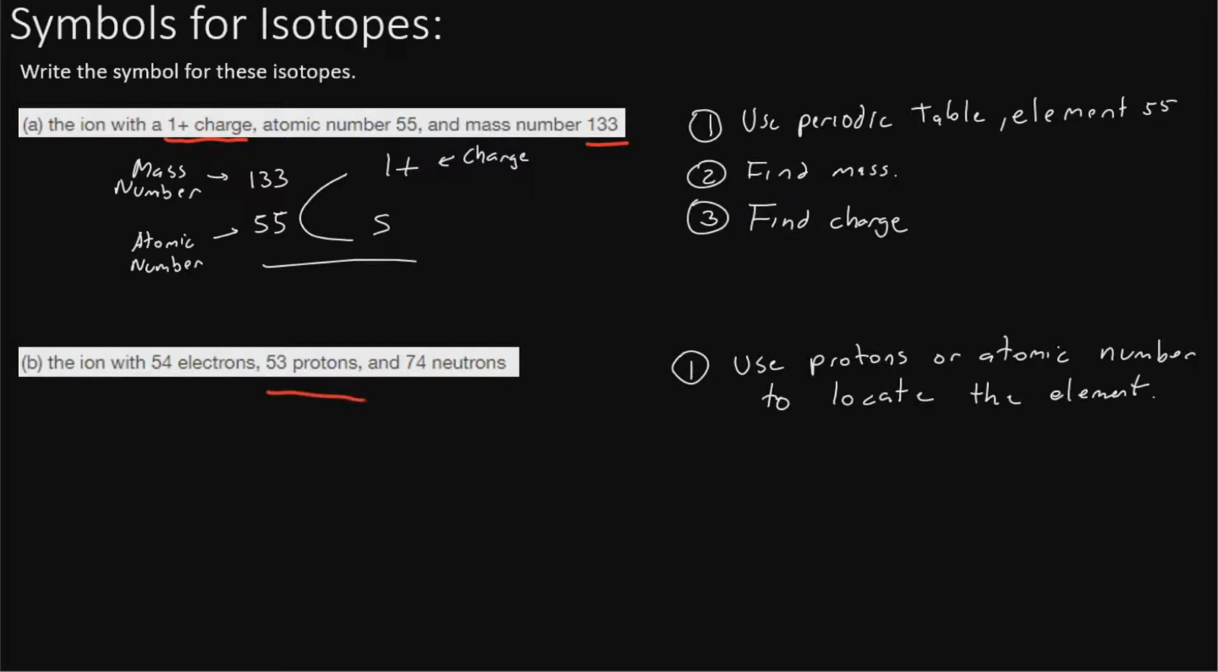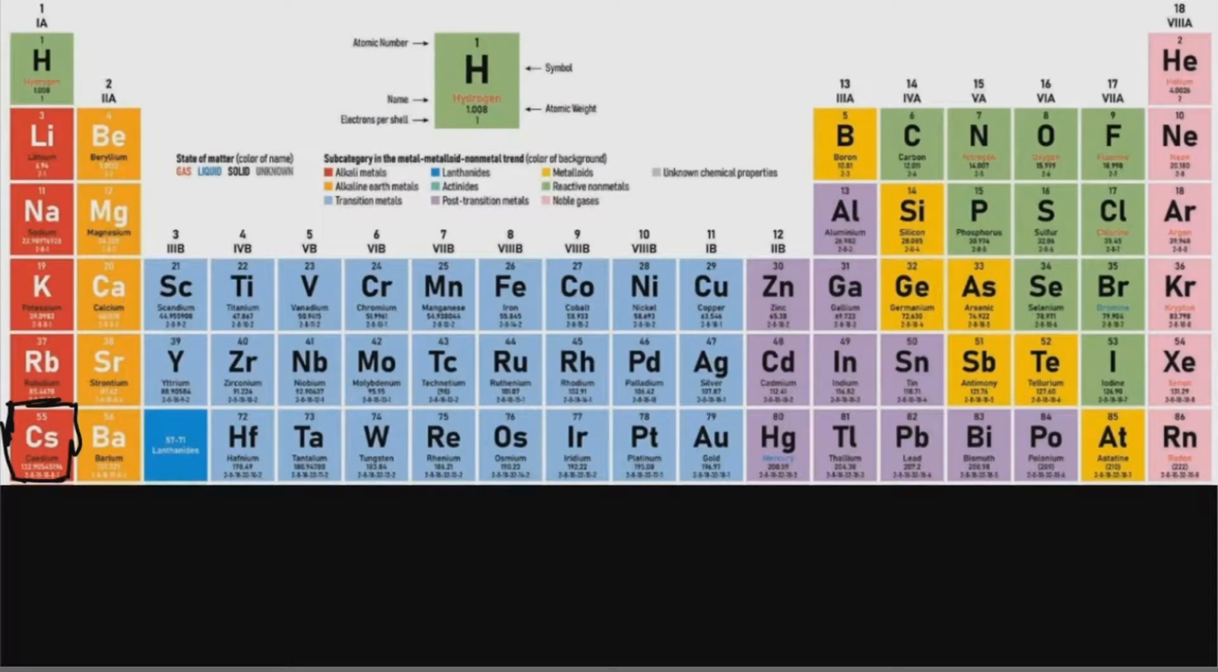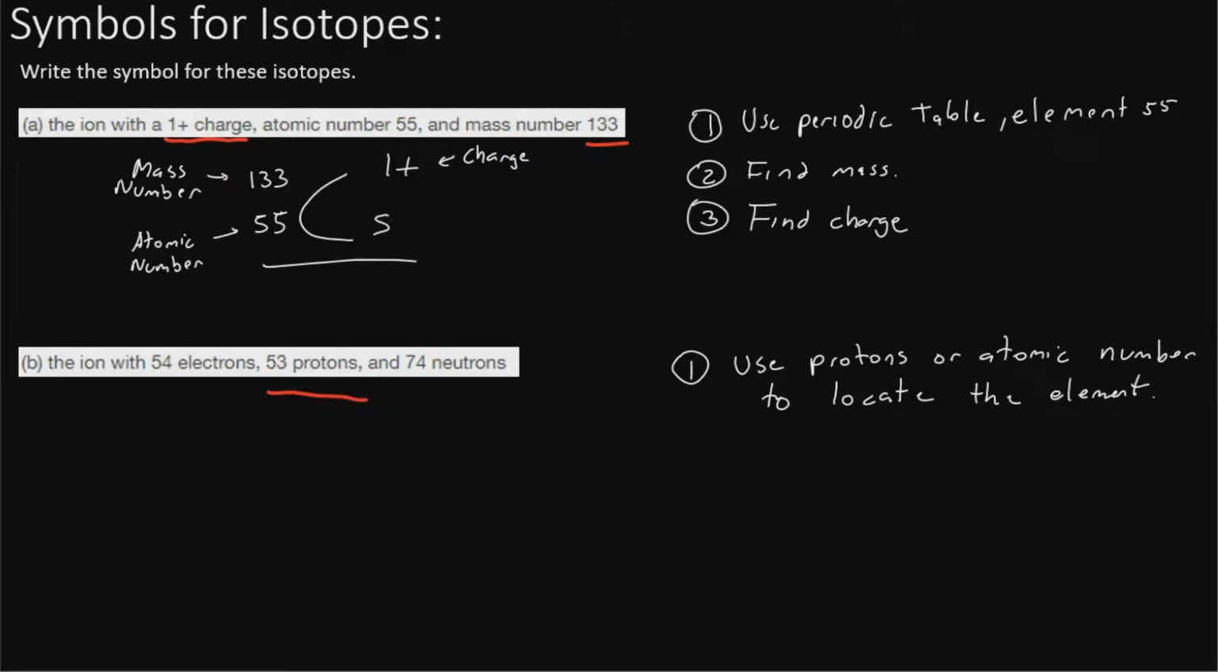Because we have 53 protons, we'll go straight to the periodic table and look for element number 53. Element number 53 is located on the lower right side, here in this black box. The element is iodine, capital I. We'll begin by writing that. The atomic number is just the number of protons, or 53.